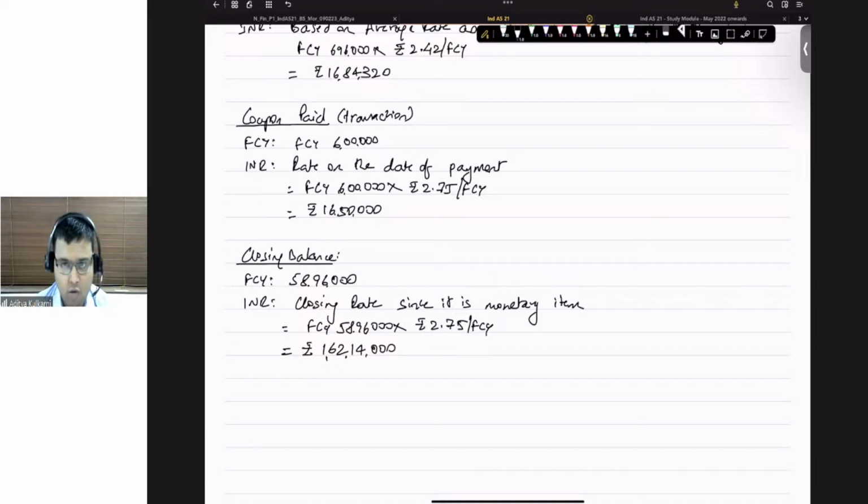Now tell me, after doing all this, do you think my foreign currency loan account would be balanced? Answer is no, it won't. Because opening, I took it at a different rate. Interest, I took it at a different rate. Interest payment, I took it at a different rate, and closing is taken at the closing rate. So when all these transactions are based on different rates, obviously my account will not tally. I will be left with a balance. That balance becomes your foreign exchange gain or loss, which will go to the profit and loss account.